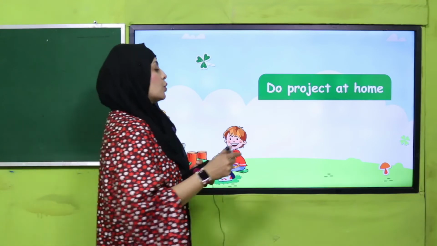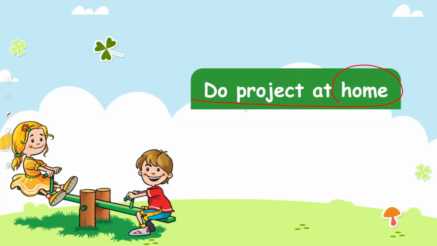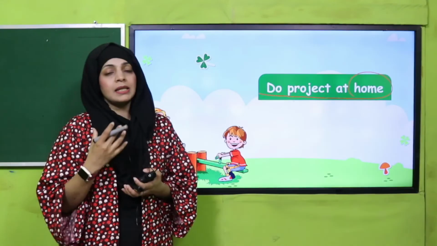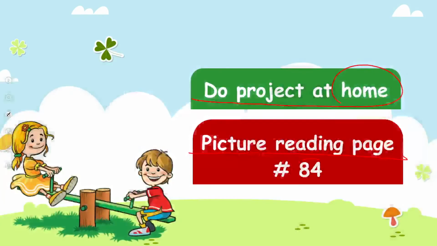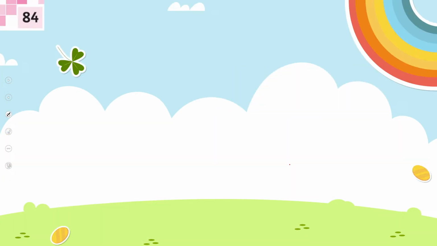For homework, you will do the project at home. Daily basis पे पूरे दिन का आप record जो मुख्तलिफ तरीके का आपका behavior था सबके साथ आपने by the end of the day आपने अपने book में उसको fill out करना है. इस तरीके से ये project आपका complete होगा. And you will also do picture reading given on page number 84. So you will do it in your books.